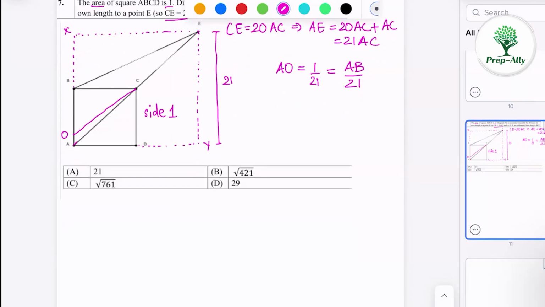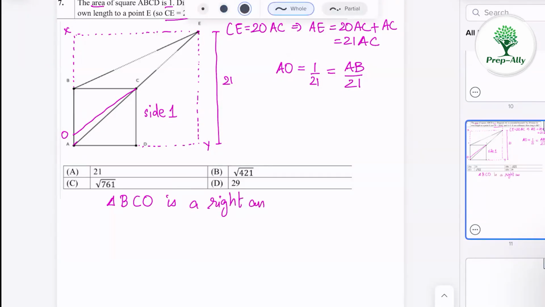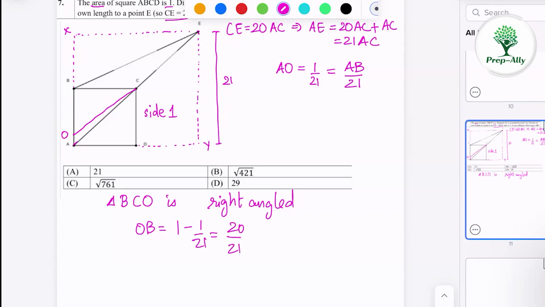Now, triangle BCO is right angled, right? This triangle is right angled. Which one? This triangle. So we can find OC, right? Because if AO is 1 by 21, OB is 1 minus 1 by 21, which is 20 by 21.